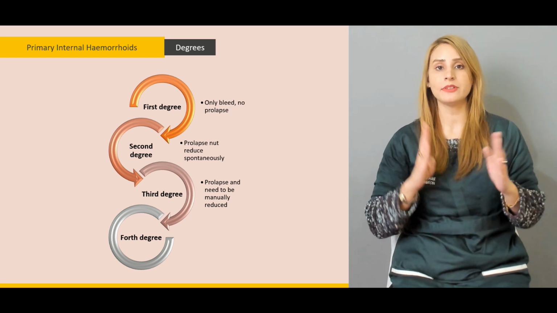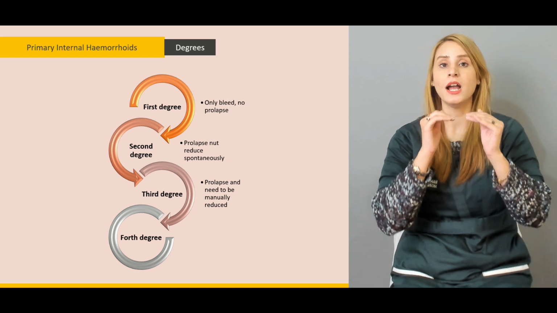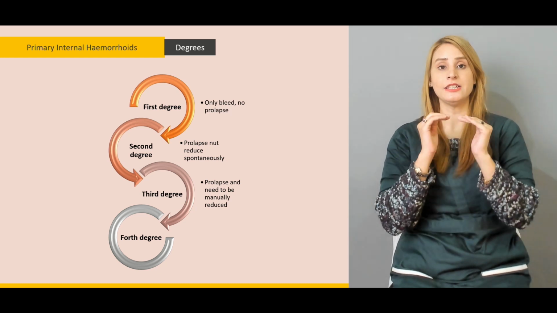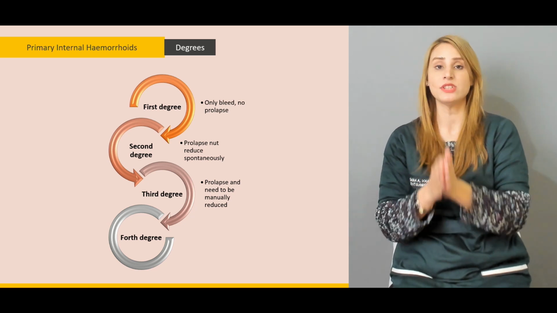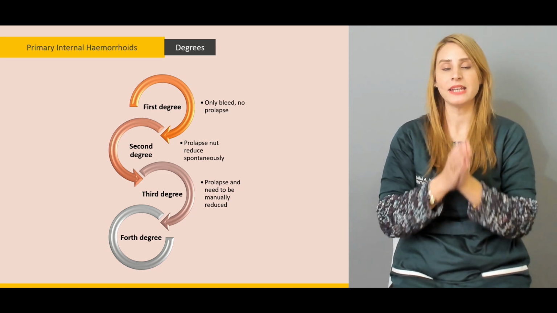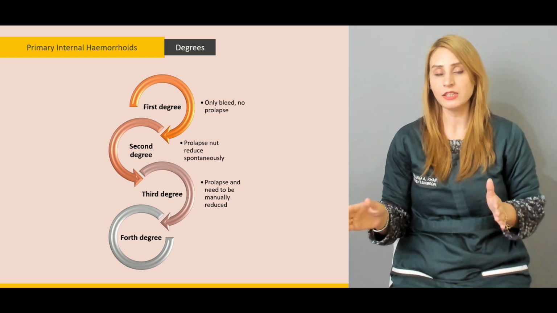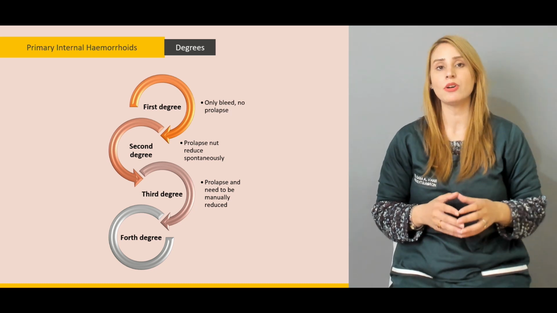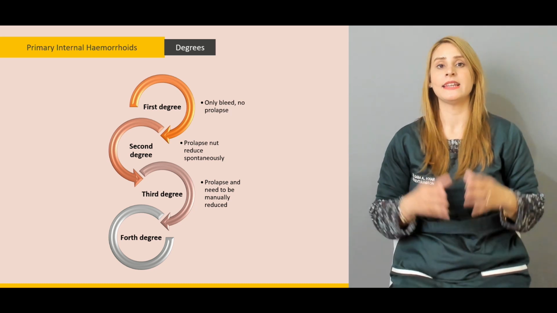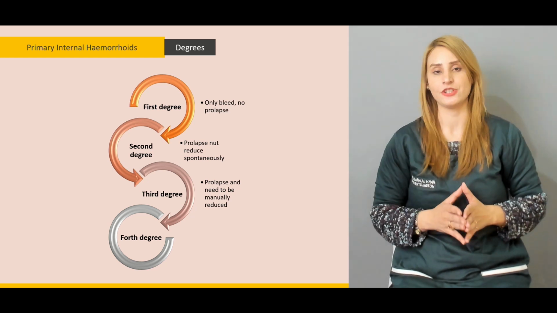So always remember there are 4 different degrees, and you need to identify and inquire which degree your patient is suffering from, because the treatment strategies depend upon the degree. So the 1st-degree hemorrhoid, there would be only PR bleed, nothing coming out of the anus. In the 2nd-degree hemorrhoids, there would be PR bleed and there would be something coming out of the anus, but it goes back spontaneously when the defecation ends.